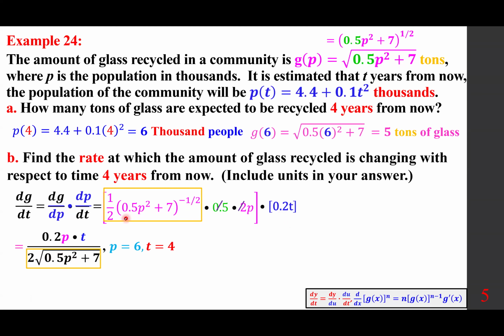Look at these two are the same. These two cancel each other. We get p times 0.2t. And t is 4. When t is 4, we know p is 6. Now we are ready to plug it in.